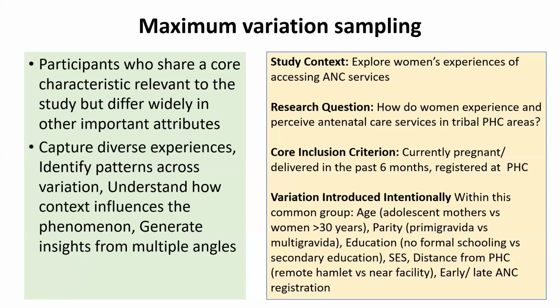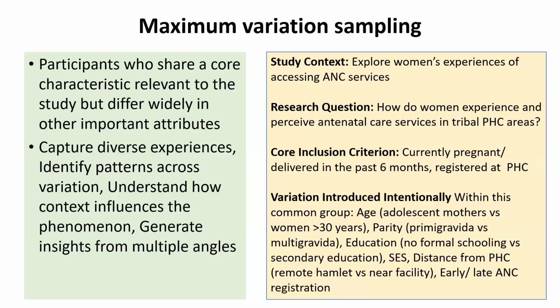Now, here the participants will share a core characteristic which is relevant to your research question, but in addition to that characteristic, you are interested in a variation with regards to other characteristics or attributes. For example, supposing you want to explore women's experiences of accessing ANC services. So you want to see how women experience and perceive these services in the tribal PHC area. So there will be one core characteristic. That will be a currently pregnant woman, or a woman who has delivered in the past 6 months, but who has also been registered at a PHC, because we are interested in the experiences in PHC.